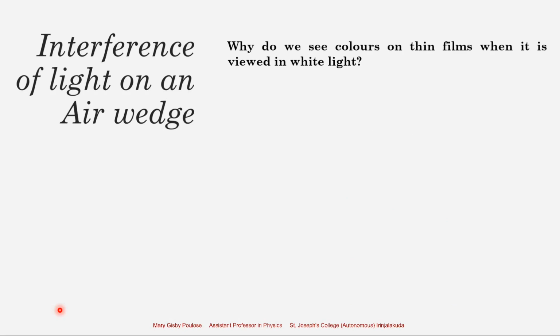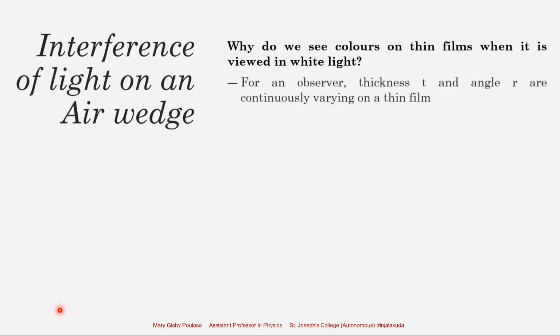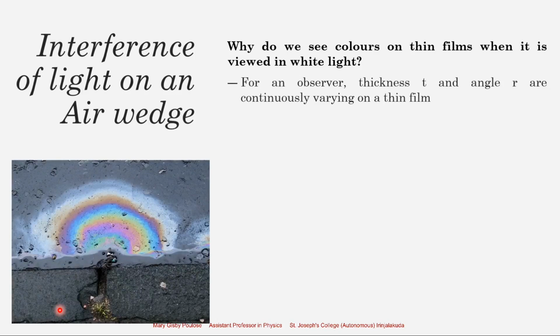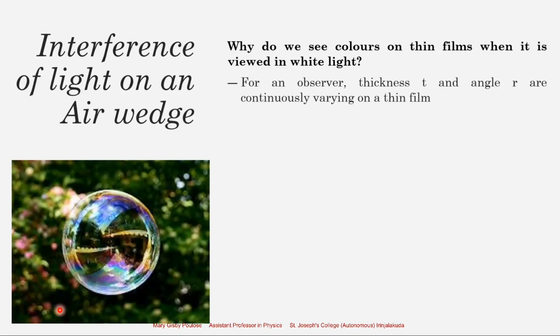Now, why do we see colors on thin films when it is viewed in white light? We see this in our everyday life. For an observer, the thickness of the film and the angle with which we are viewing will continuously vary for the thin film. So here we usually see oil spills on the road or the soap bubbles. Okay, so throughout the film we don't see a single color. We see different colors. That is because we are viewing each point on the film at different angles.